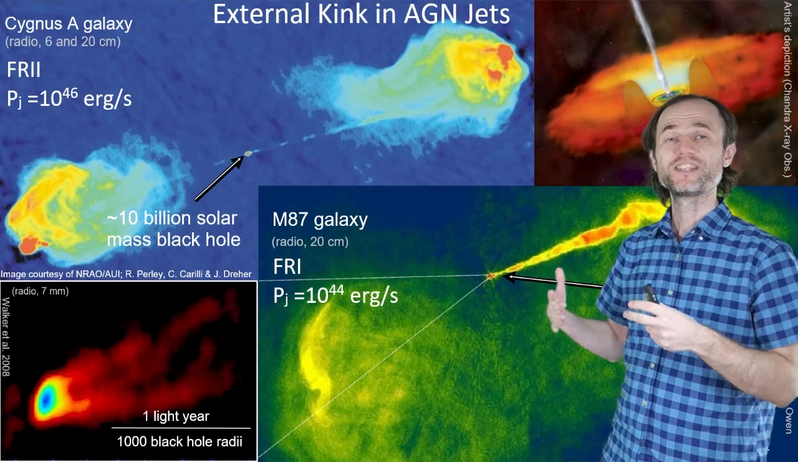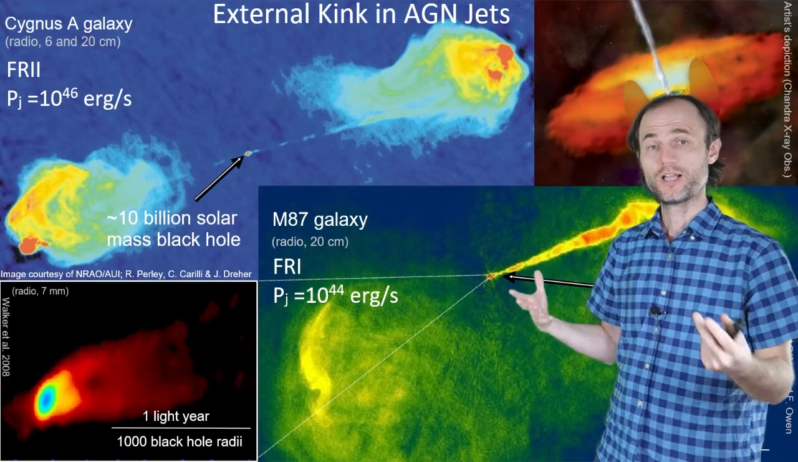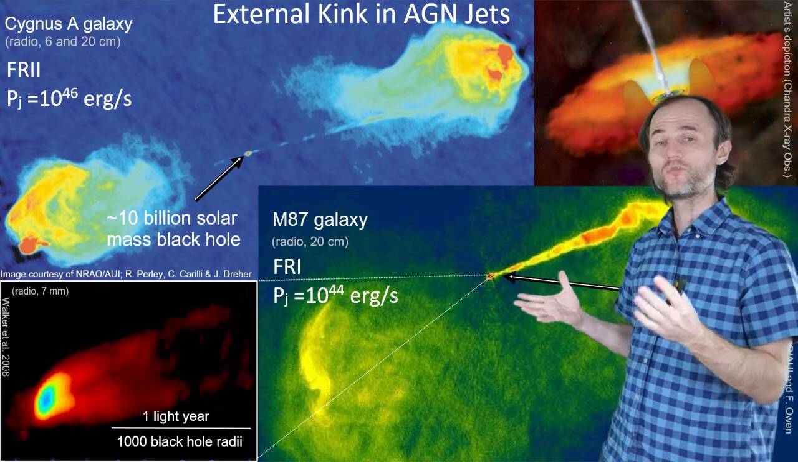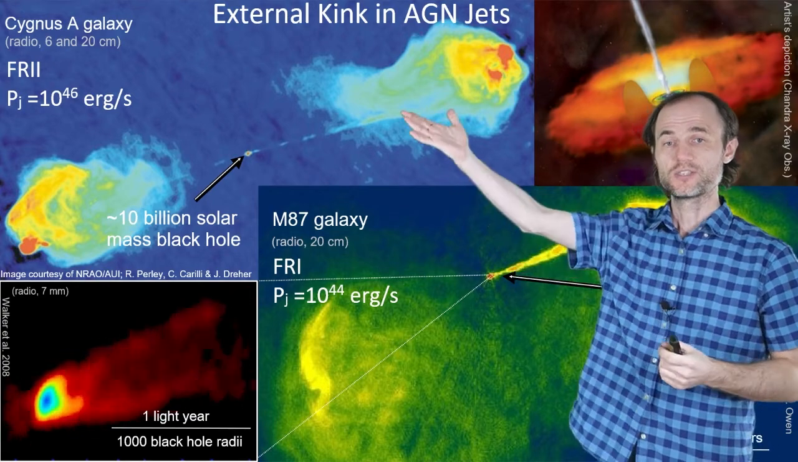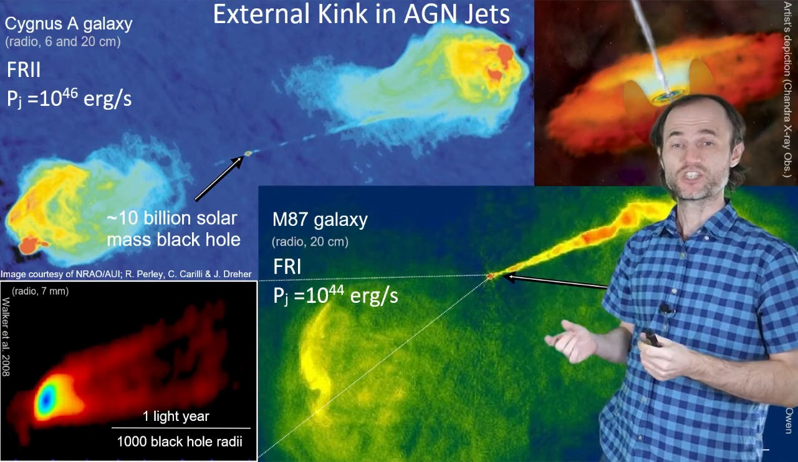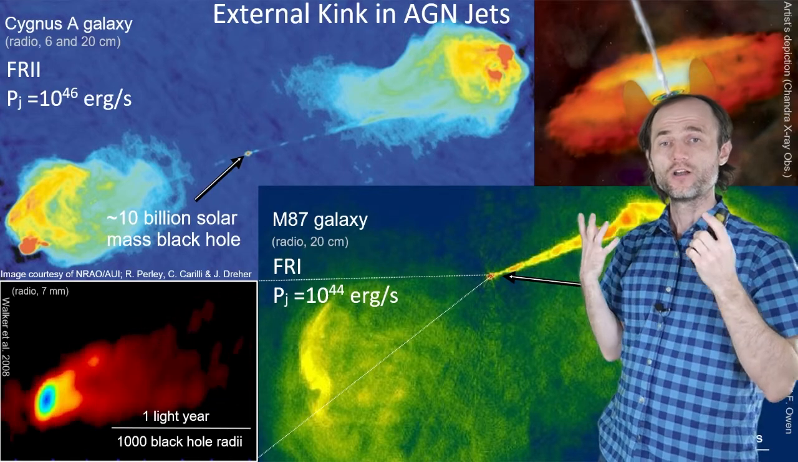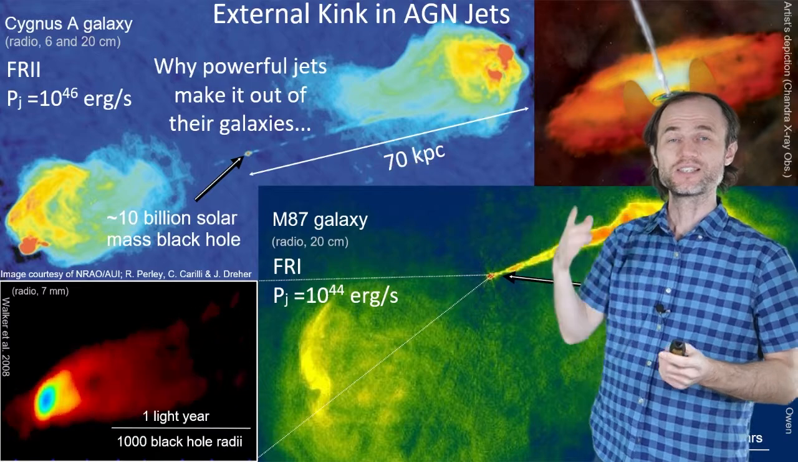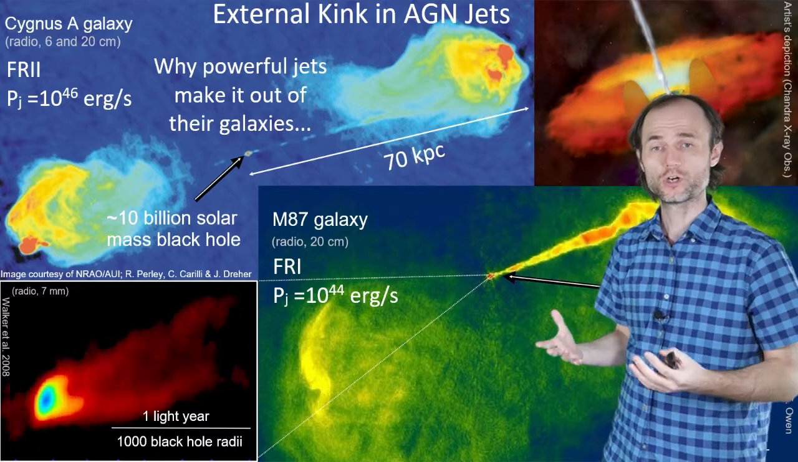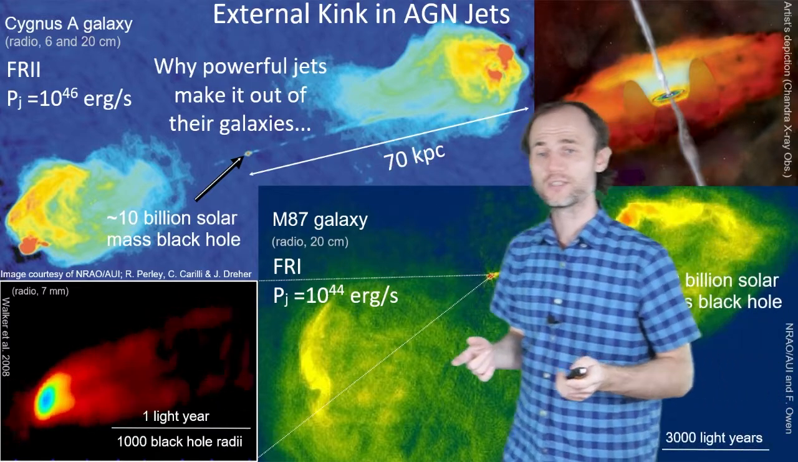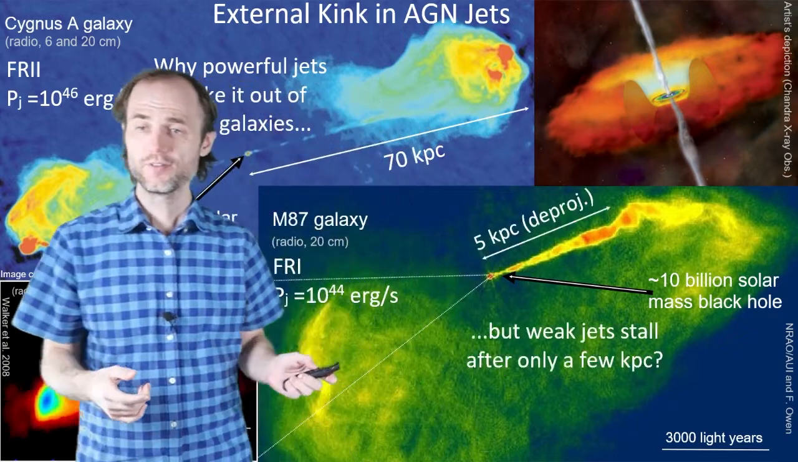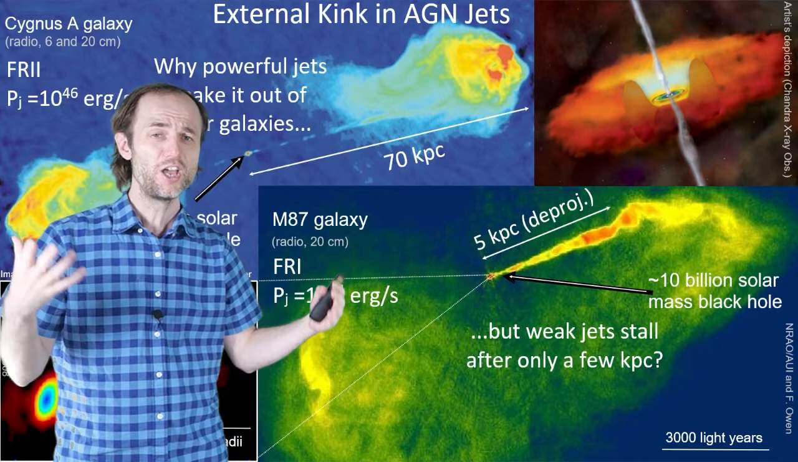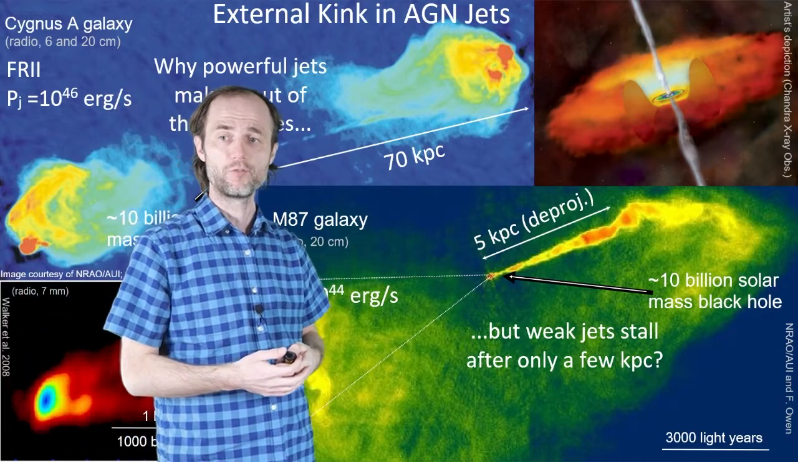So what happens when the jets that were produced by the black hole slam into the ambient medium? Here are two of my most favorite jets, the Cygnus A jet and the M87 jet. And you can see that they are very different. In the case of Cygnus A, the jets extend out to almost 100 kiloparsecs away from the black hole, whereas in the case of M87, you can see that the jets fall apart well within the galaxy, at just about 5 kiloparsecs away from the center.